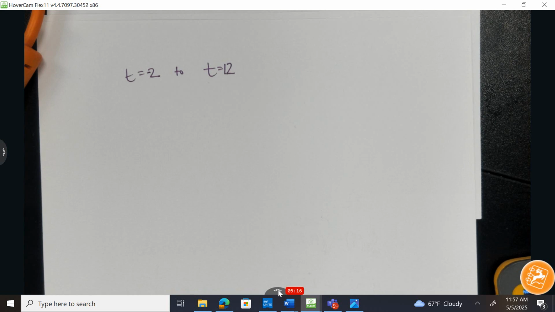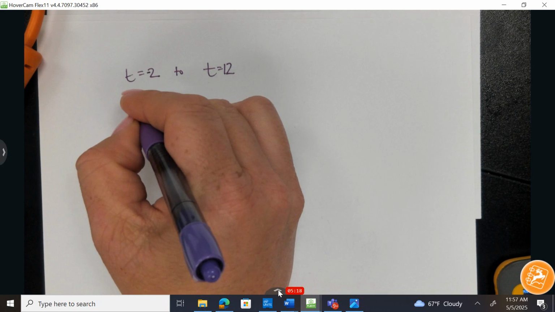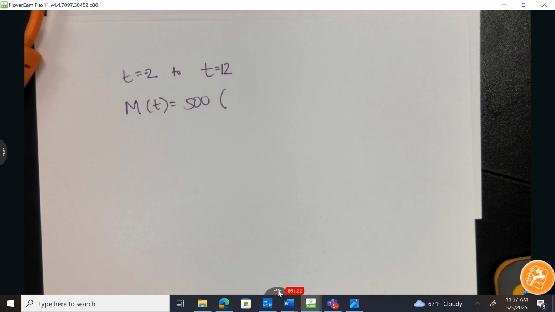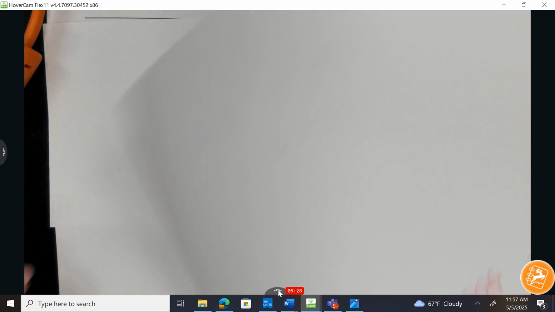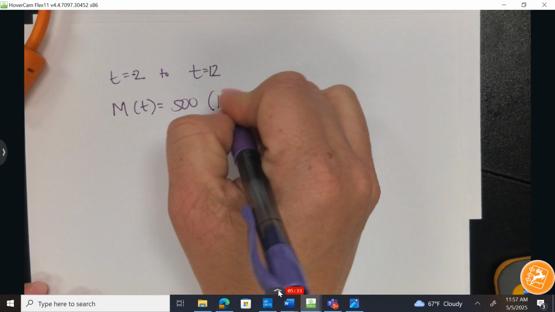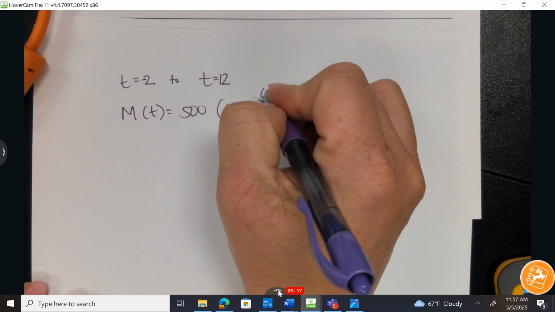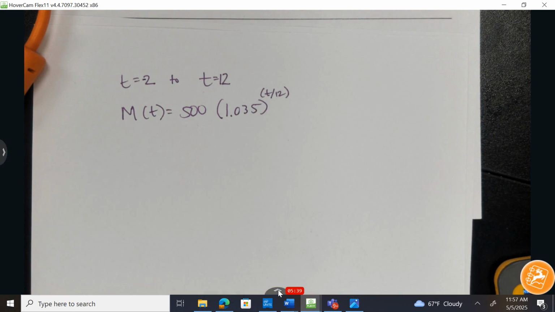Well, there's a couple different ways we can do it. Let's start by writing down this equation. We now know A is 500, and we know that our B value, I think, was 1.035, but let's make sure that's correct. 1.035, and that's going to be raised to the t divided by 12. So this is my equation.